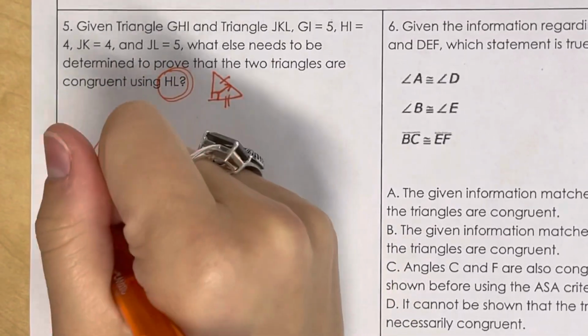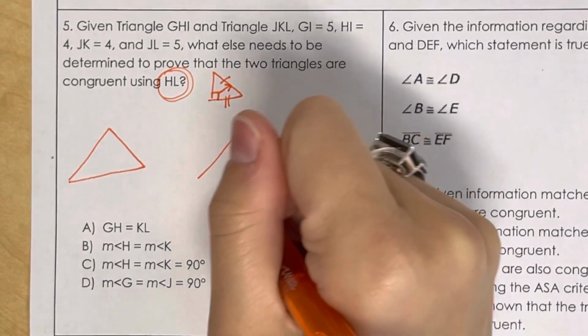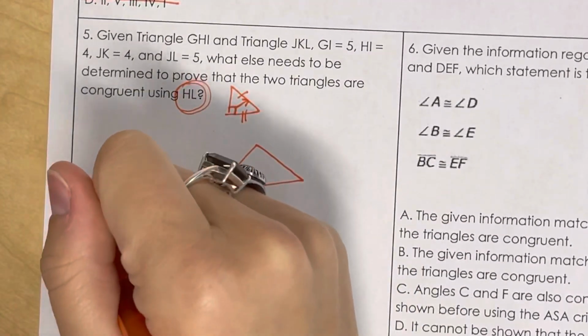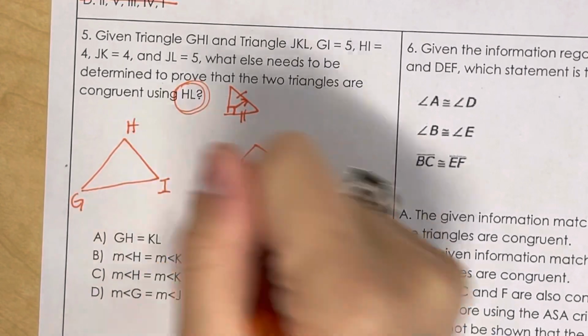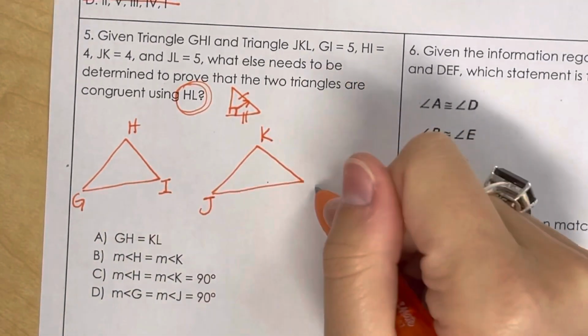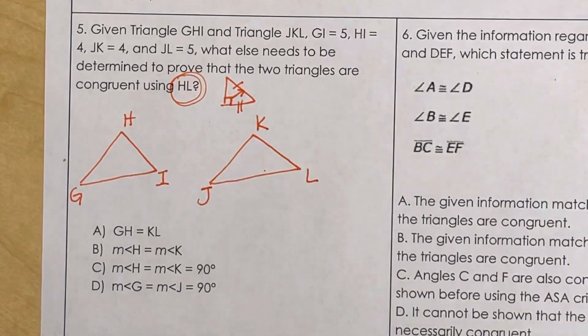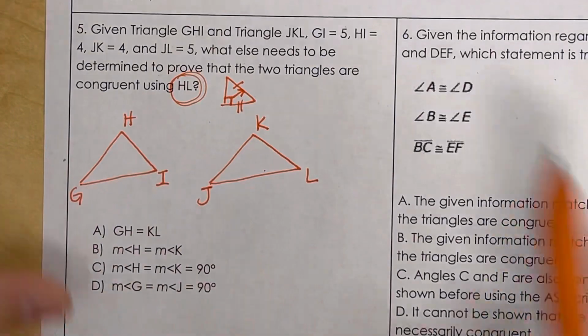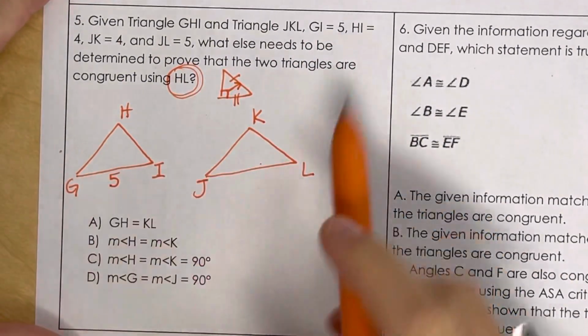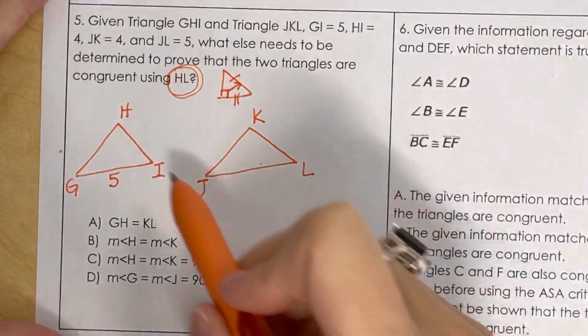So I'm going to draw two triangles, and I'm going to make sure I label them in the same order. So G, H, I. I'm going to go in the same order when I name the next triangle, J, K, L, because I want them to be congruent triangles anyway. So I'm going to put them in the right spot. So GI is 5. HI is 4.